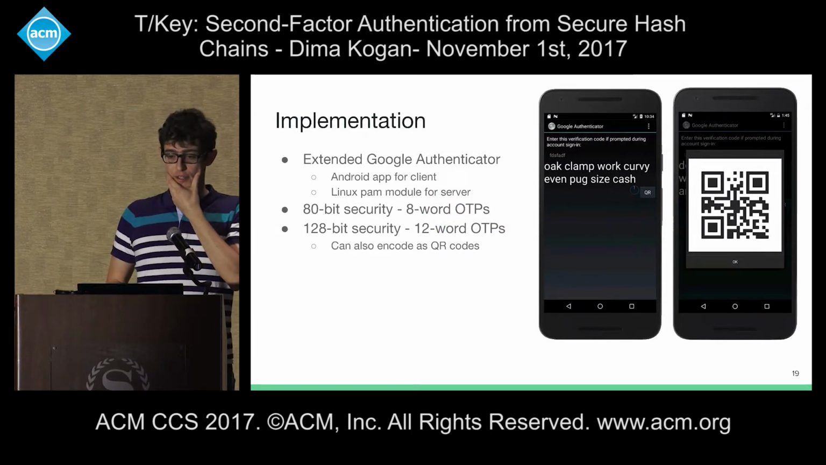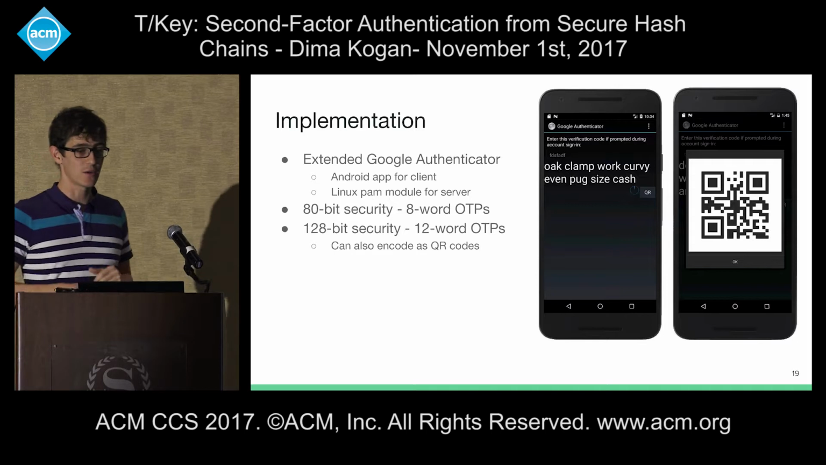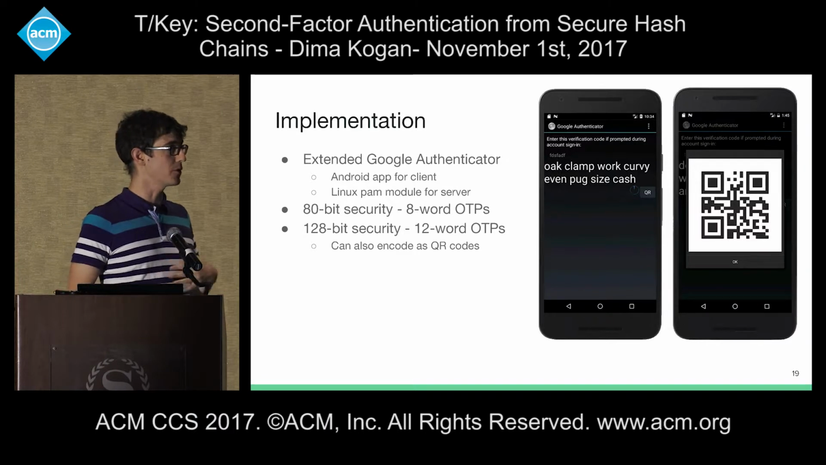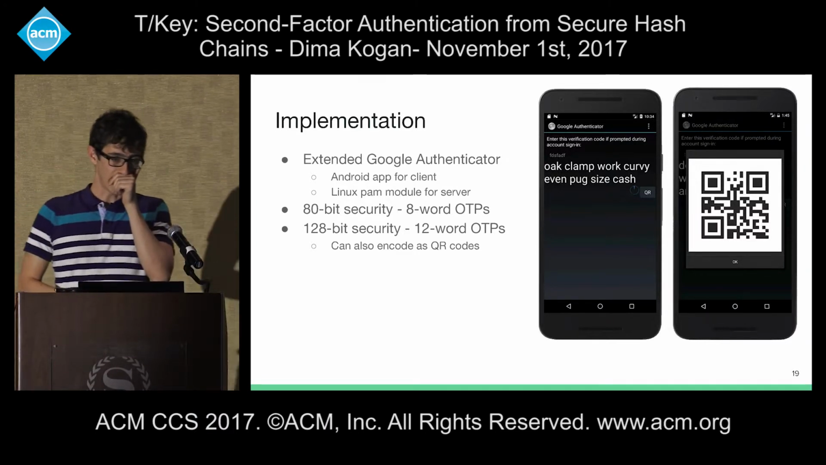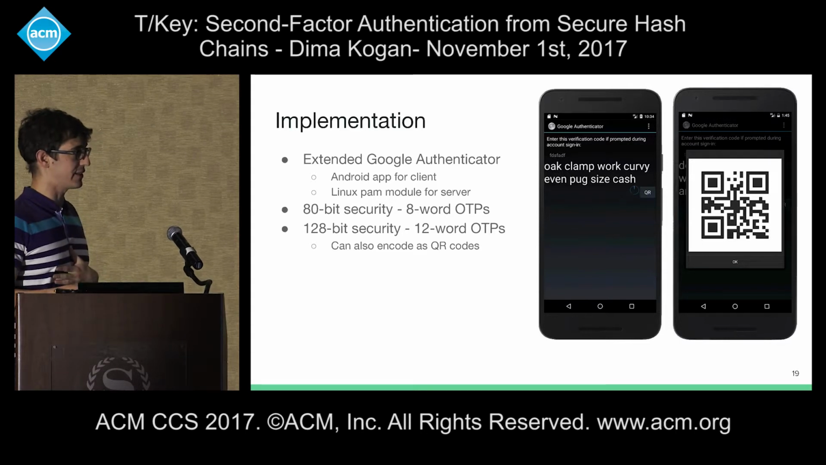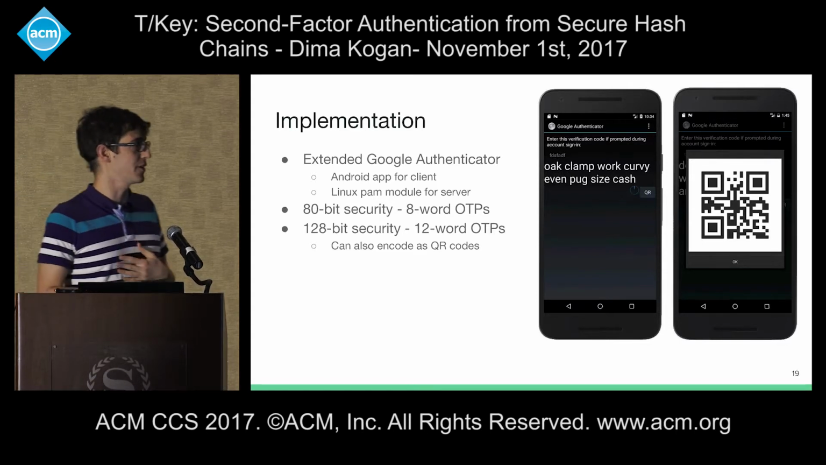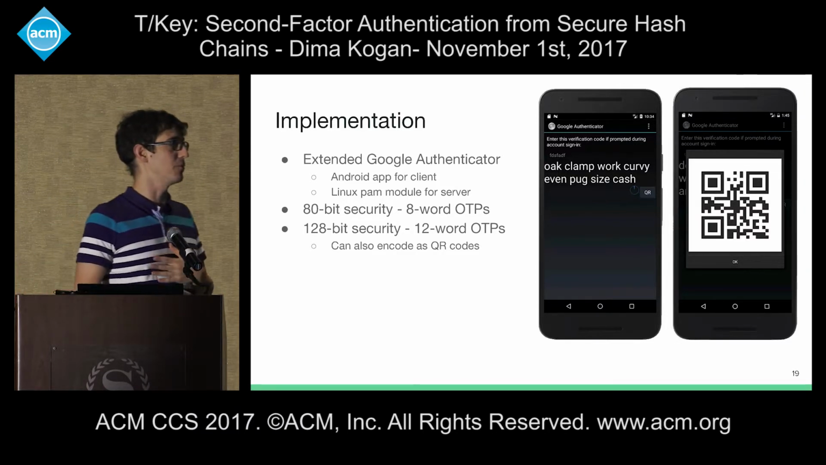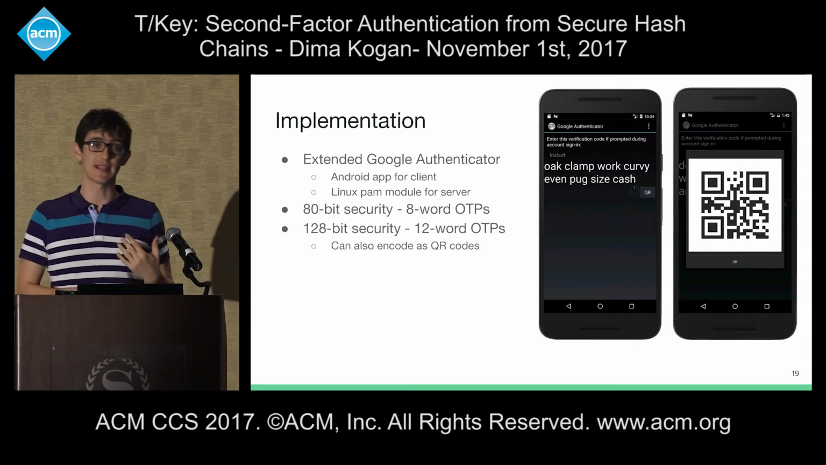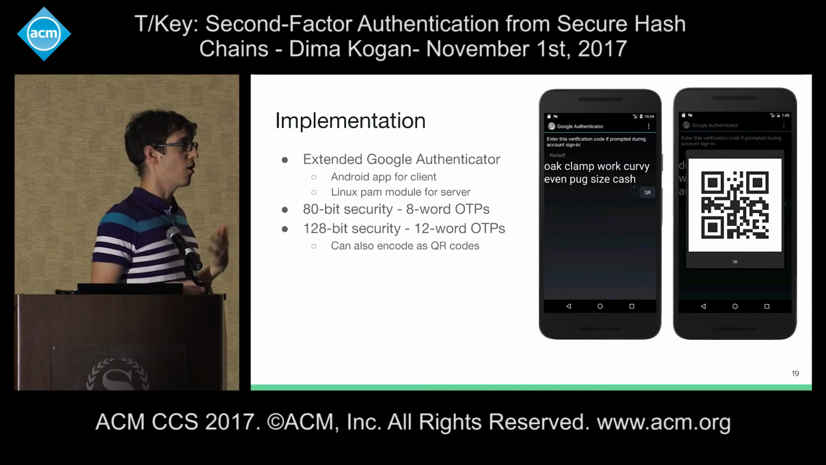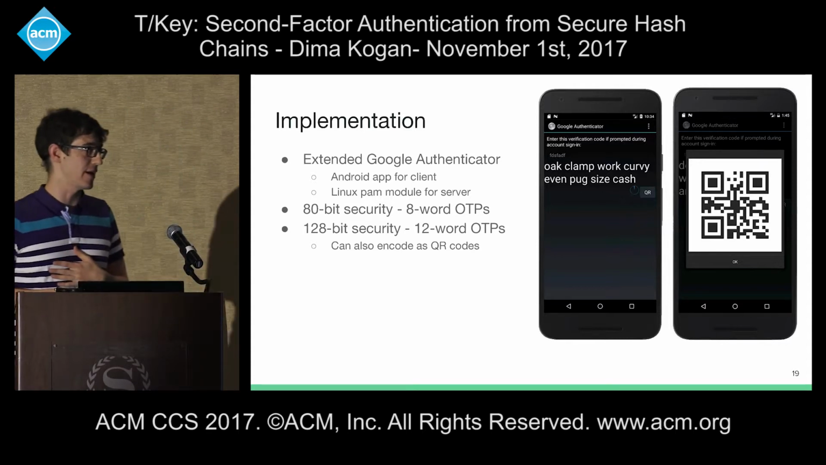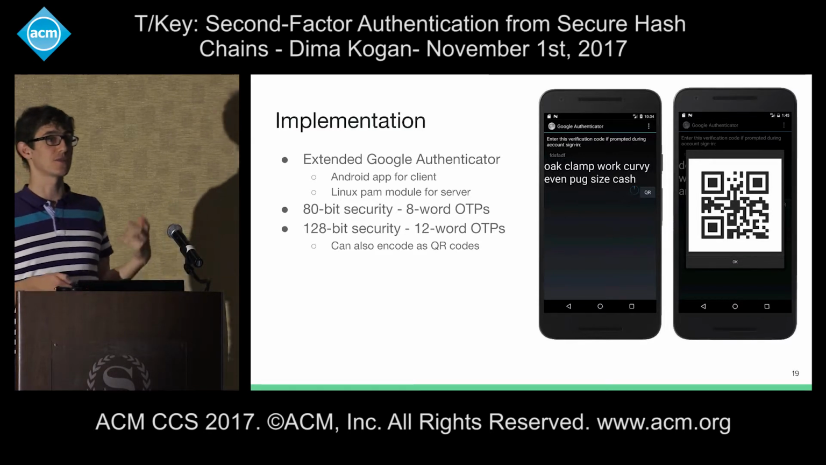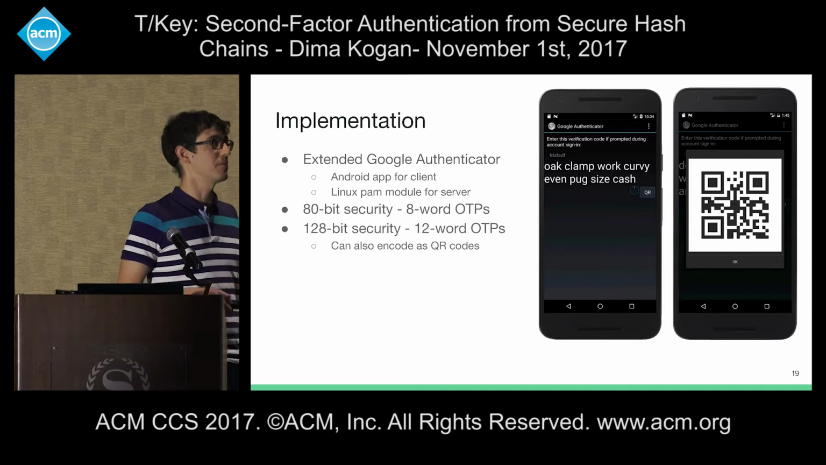Finally, I want to talk about our implementation. We extended the Google Authenticator app for the client, and we wrote a Linux PAM module for the server. For 80-bit security, we use 8-word one-time passwords that the user needs to type in. And one can reasonably want 128 bits of security, which translates into slightly larger one-time passwords. Or we can have another mode in our app in which the one-time password is encoded as a QR code, which the user then scans using, let's say, the camera on his laptop.